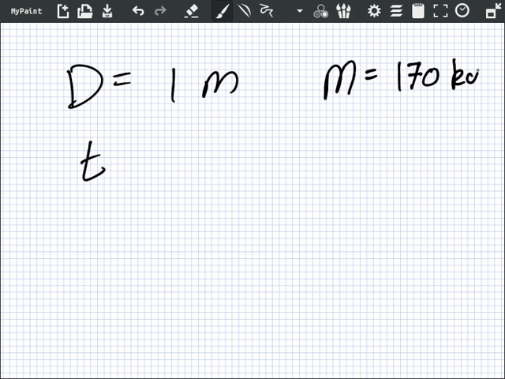The diagram shows an aluminium spray of external diameter D of 1 meter and wall thickness T, given that the total mass of the shape is 170 kilogram, and that the density of aluminum is 2,700 kilogram per cubic meter. Calculate the thickness T of the wall.